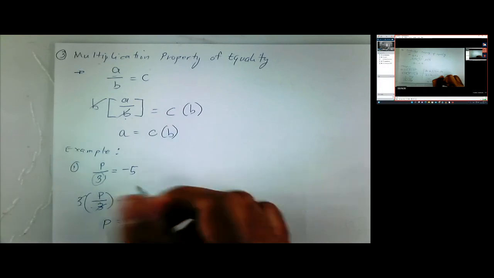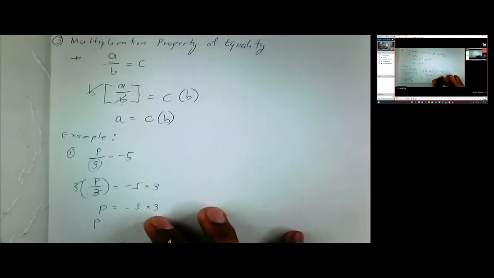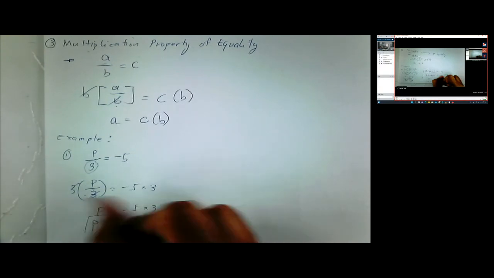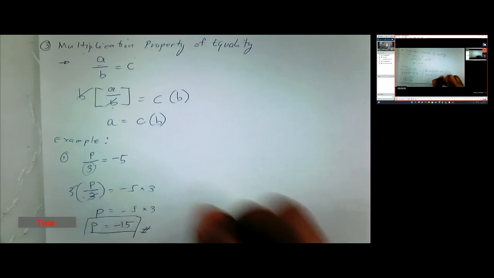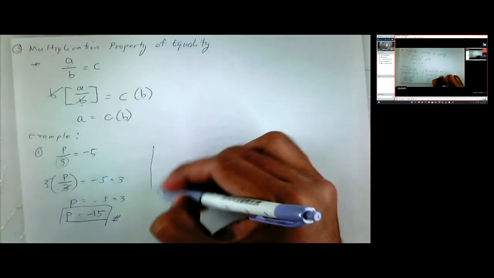And what is negative 5 times 3? Negative 5 times 3 is negative 15. And so this will be the solution to your linear equation. Okay, understand? Let's have another example.